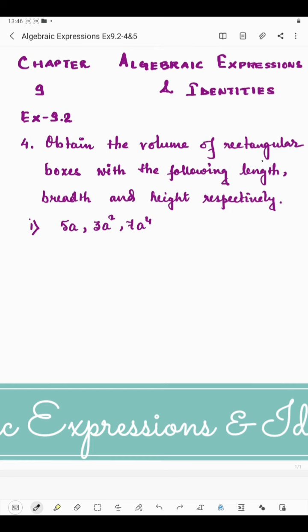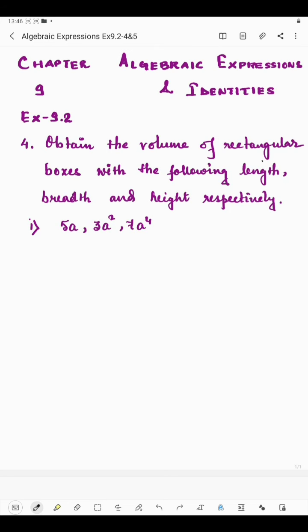Students, now I am going to start question number 4 of exercise 9.2. Question number 4 says obtain the volume of a rectangular box with the following length, breadth and height respectively. Now what do you mean by volume? Volume of a rectangular box means the amount of space it occupies.